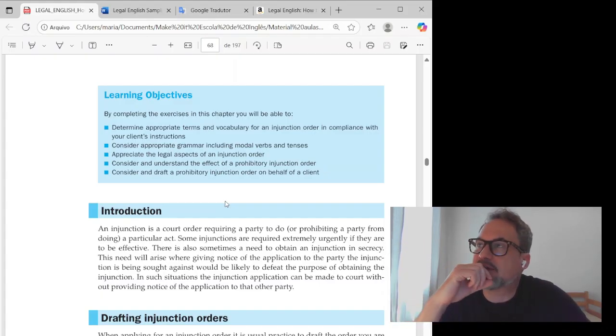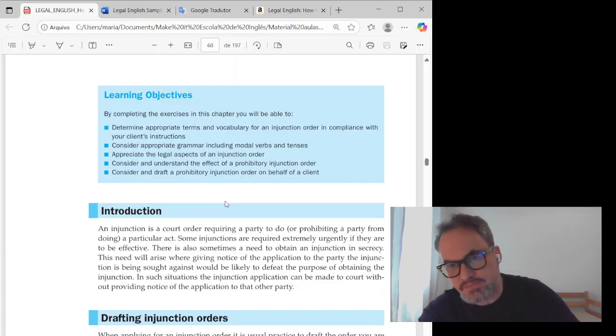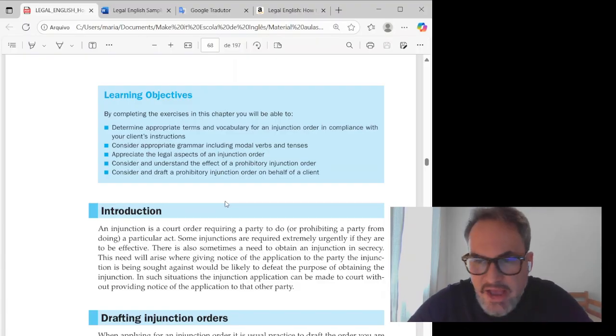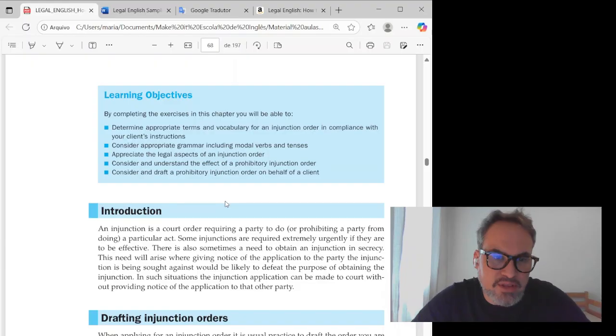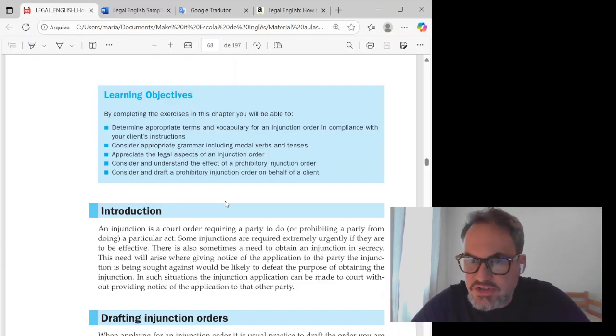So injunctions is a kind of court order that's similar to our liminar or ordem judicial here in Brazil. So the first goal we have is exactly to improve our vocabulary, right? That's what they're saying here. Second one, consider appropriate grammar, including modal verbs and tenses. So we're not leaving behind the grammar part. Okay, we're also going to study that.